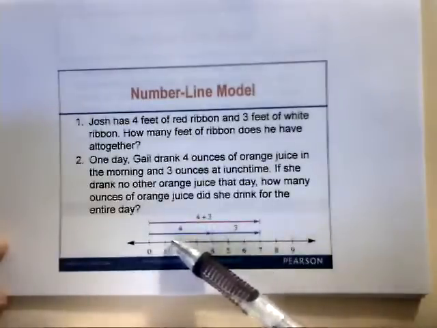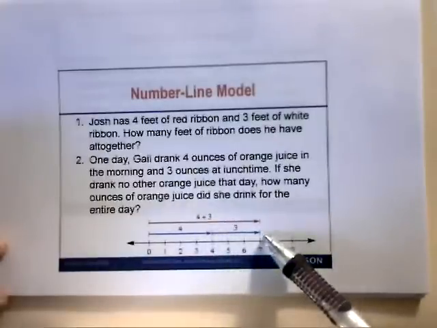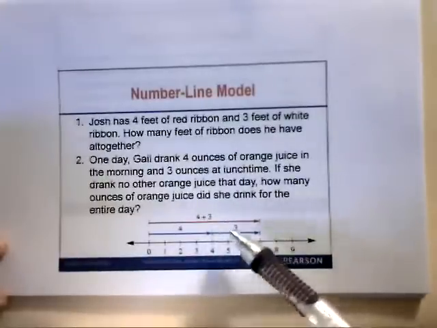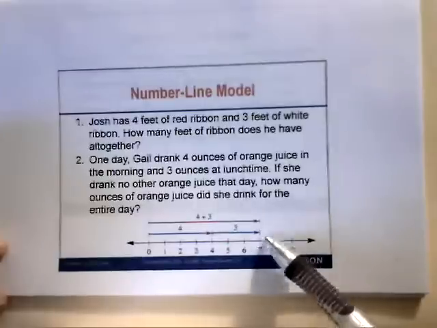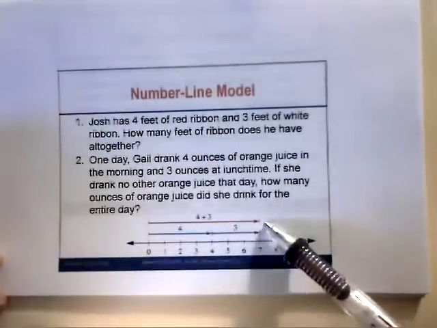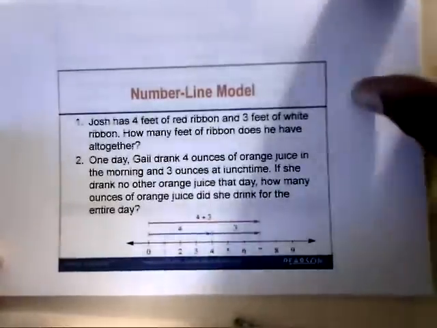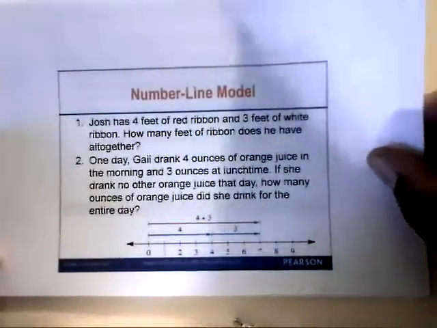We're starting with 0, and then we're going to go over 4 places to the right on the number line. And then we're going to go over 3 more places to the right on the number line, because we're adding 3 to that. So that will give us, we'll end up at 7. So the distance from 0 up to 7, that represents the sum of 4 plus 3, which is, in this case, 7.